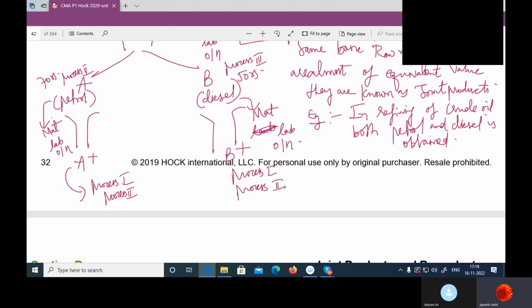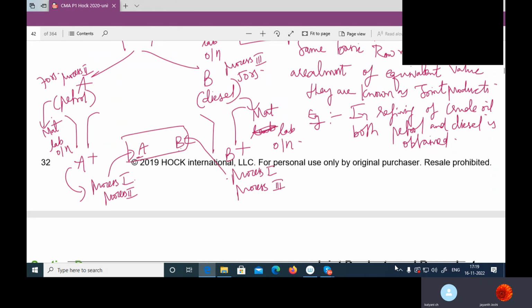But for A and B, what process is involved? Only process 1. Can I say these two are joint products? From process one only, it is a joint product. Yes, only a single process for two products. For A plus, two different processes. For B plus, two different processes. But for A and B, only one process. So those are joint products.